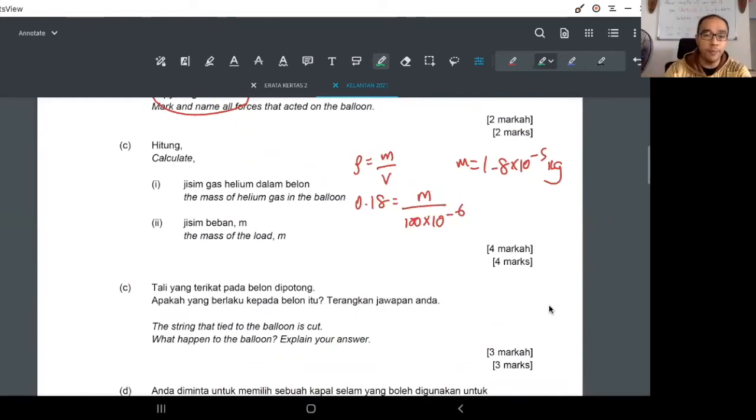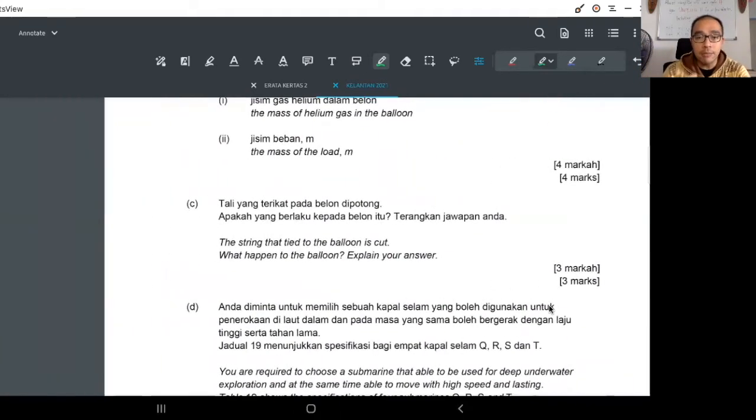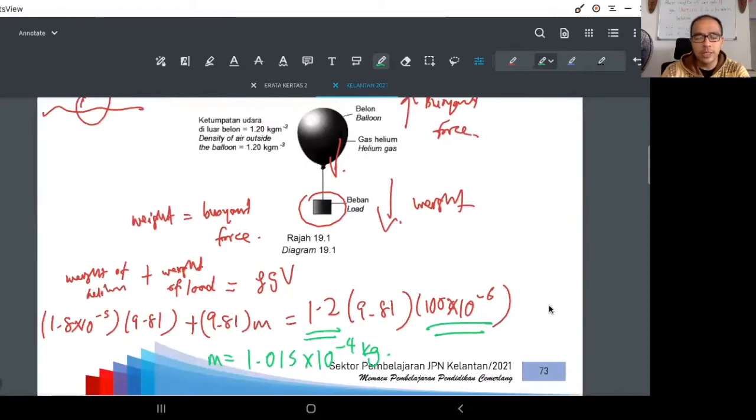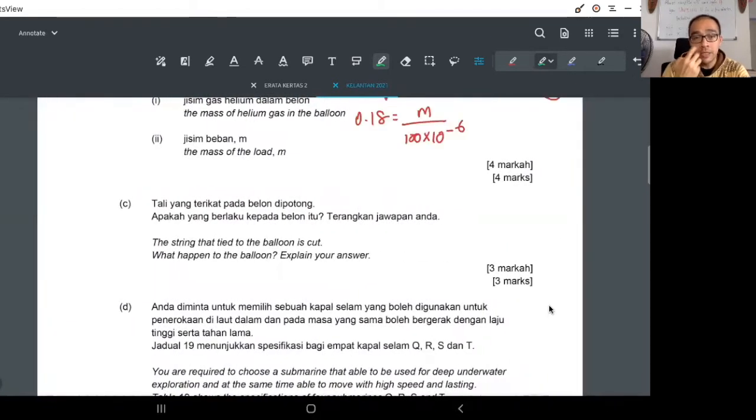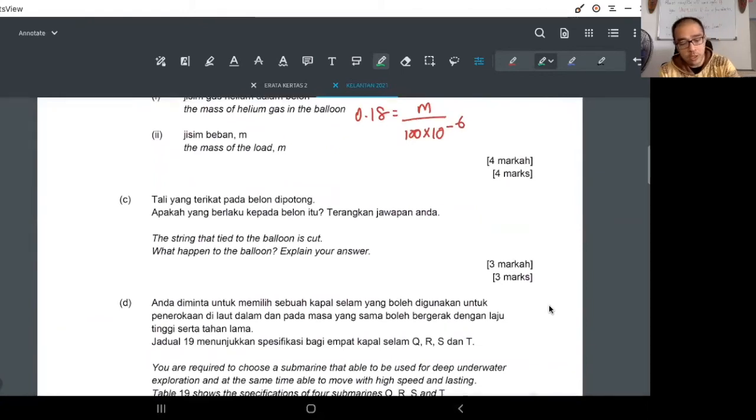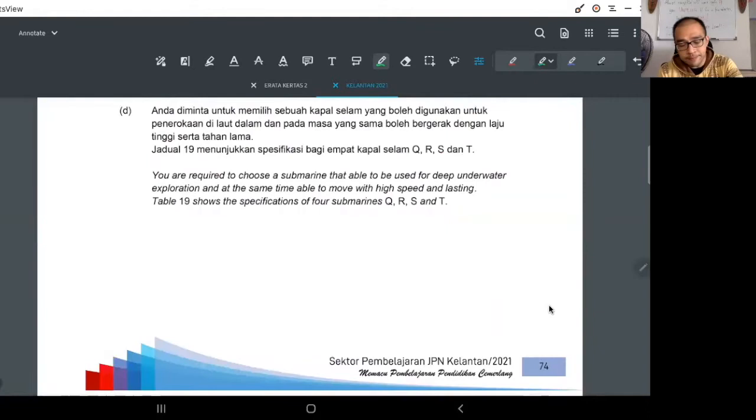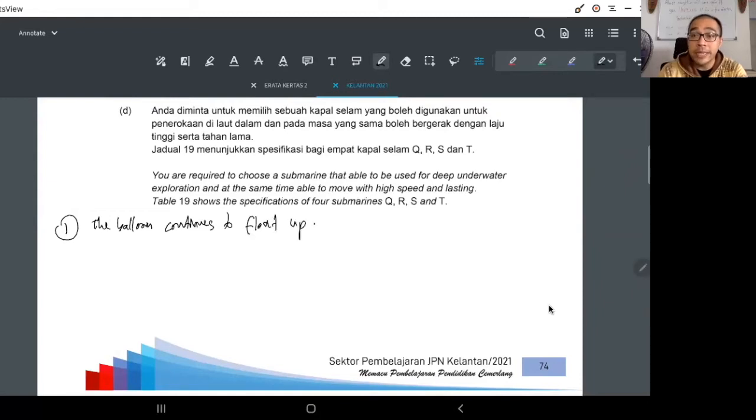The string that ties the balloon is cut. You cut the string, this is very obvious. What happens to the balloon? The balloon will float away. So let me write it down here. The balloon continues to float up, because it's helium. Of course I know it's because it's helium.